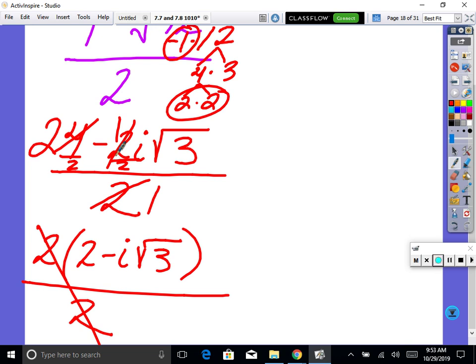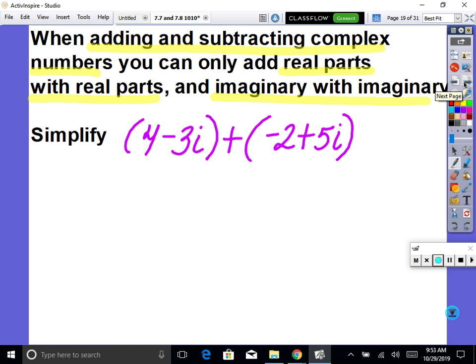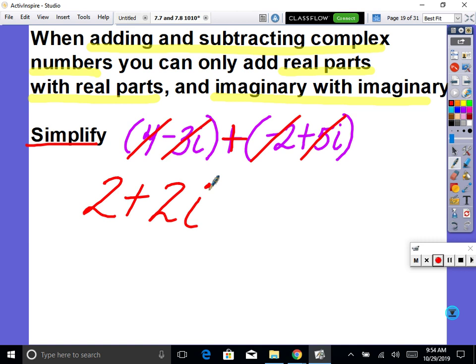Okay. All right, awesome. So now, guys, when adding and subtracting complex numbers, you can only add the real part to the real part, the imaginary to the imaginary part, which is pretty straightforward. So we just have to be careful. This says simplify. Simplify can mean many things. In this problem, it says add. So addition, we don't have to really be careful with. 4 plus -2 is 2. -3i plus 5i is 2i. 2 plus 2i, a plus bi. So adding is really easy.